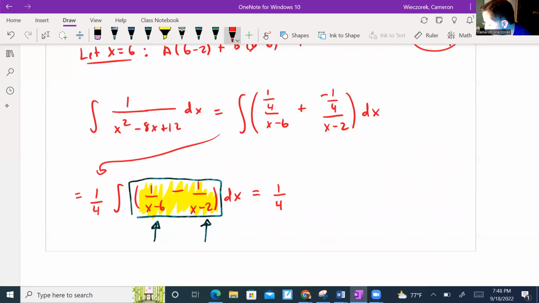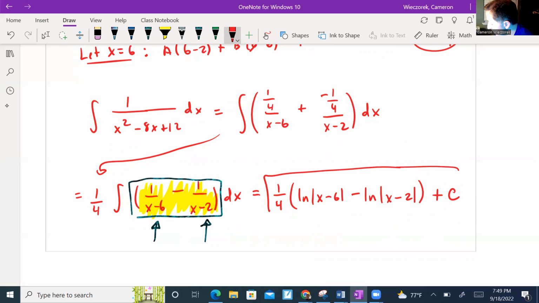This would be 1/4. The antiderivative, or the integral of 1 over x minus 6, would be the natural log of the absolute value of x minus 6, minus the antiderivative, or the integral of 1 over x minus 2, would be the natural log of the absolute value of x minus 2. Don't forget your plus c. This was an indefinite integral. This is a perfectly acceptable way to leave your answer.